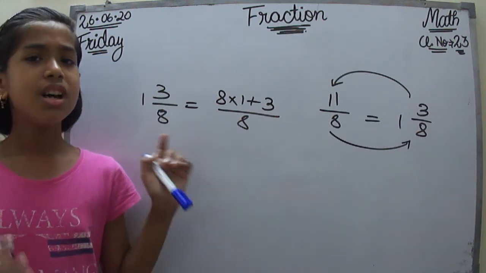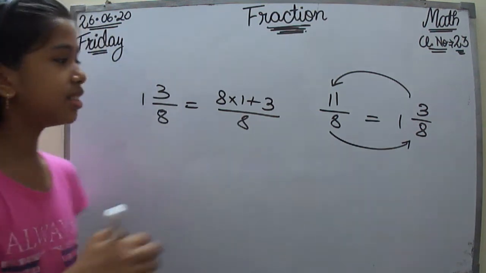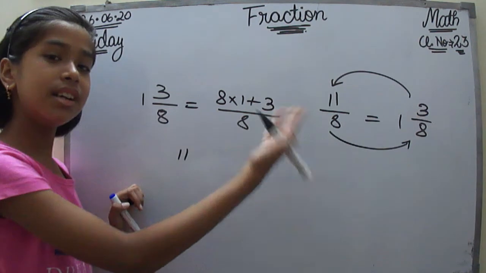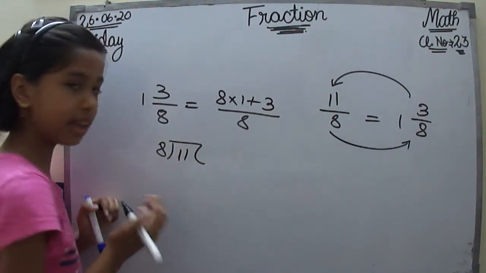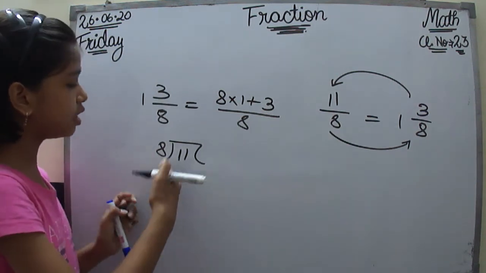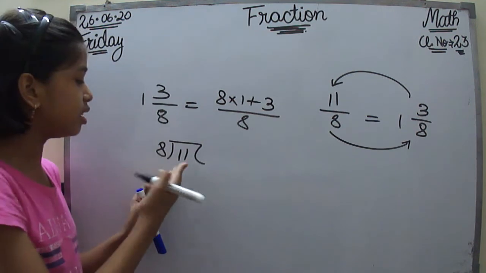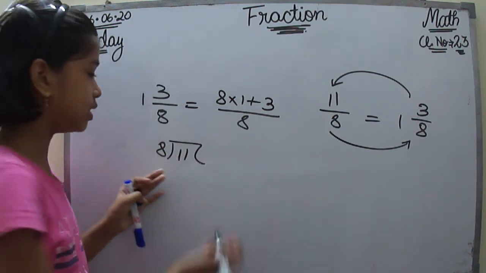That's because if we take an improper fraction, something like this, 11 upon 8, this is basically a division problem. So 11 upon 8 can be divided, right? How will it be divided? 8 goes into 11 one time. Basically it doesn't come exactly, but we can take the nearby. So I think you know the division.